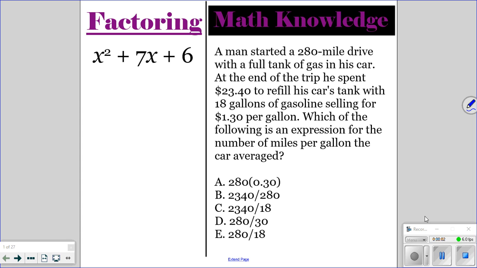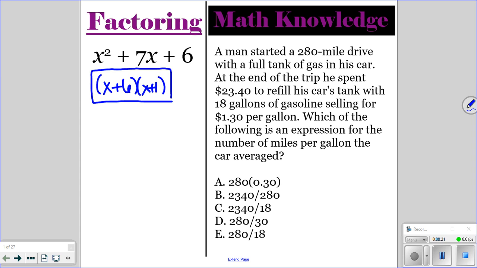Alright, so y'all go ahead and do the factoring and the math knowledge question for today. Pause the video, and then once everyone is finished, you can unpause the video and I'll go over the correct answer. For the factoring, you should have x plus 6 times x plus 1.